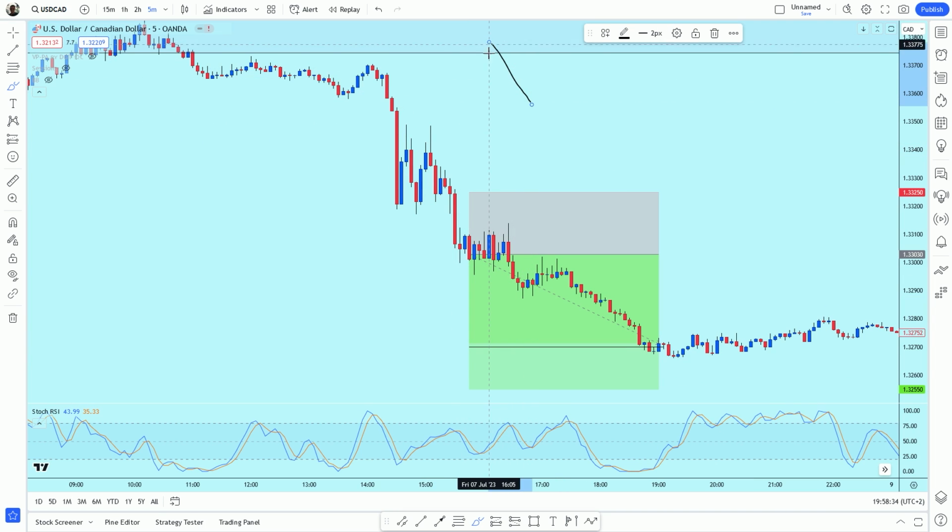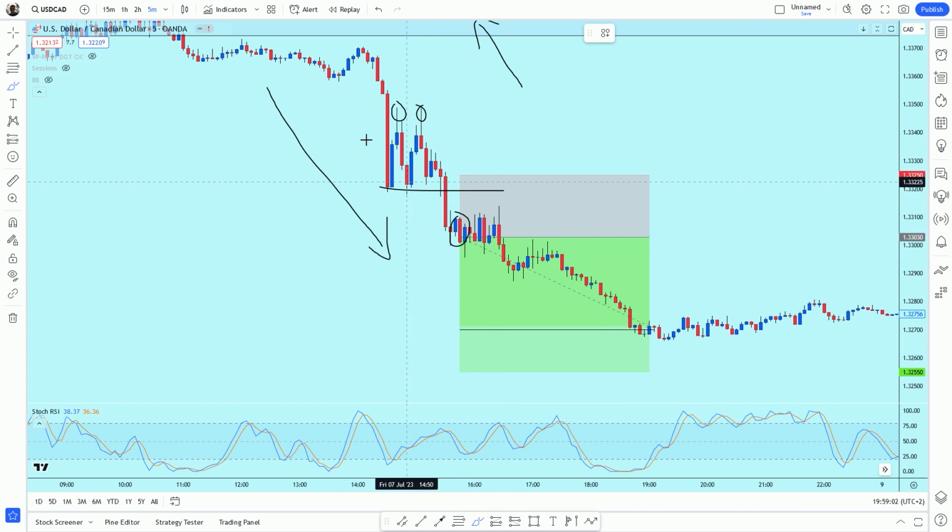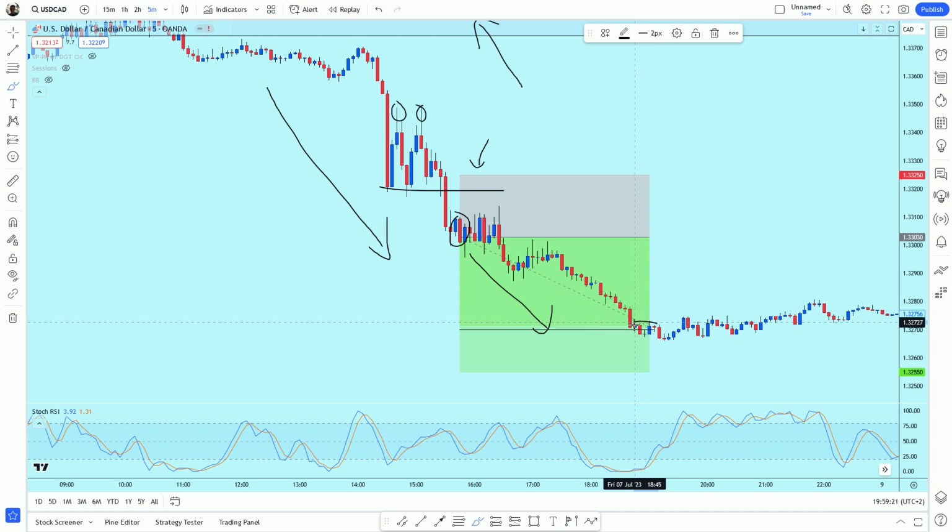So what we have here: we have this resistance zone, we have this massive bearish momentum, we have the double top pattern, we have this neckline break, and we have this bearish engulfing candlestick pattern. So I simply decided to sell and follow this bearish momentum with a stop loss above this previous neckline, and as you can see, price went down and I closed it here with plus 33 pips in profit.